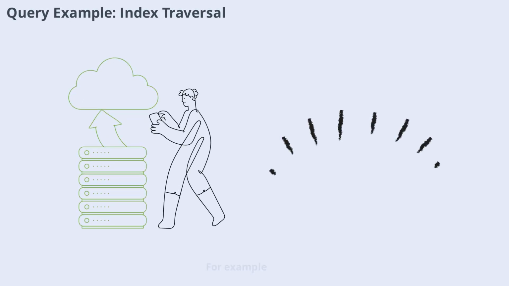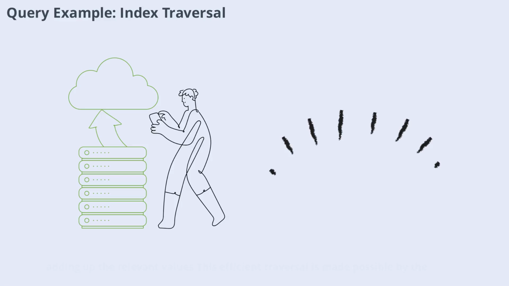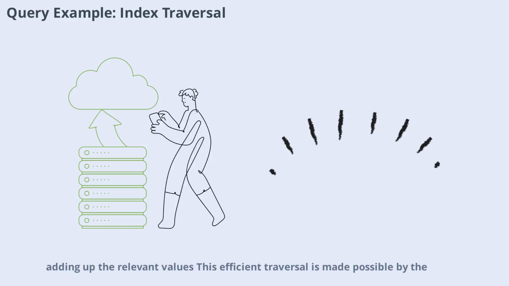For example, querying the prefix sum at index 13 involves traversing from 13 to 12 to 8, adding up the relevant values. This efficient traversal is made possible by the tree's implicit structure and clever use of bitwise operations. It's a powerful technique for high-frequency data updates and queries.